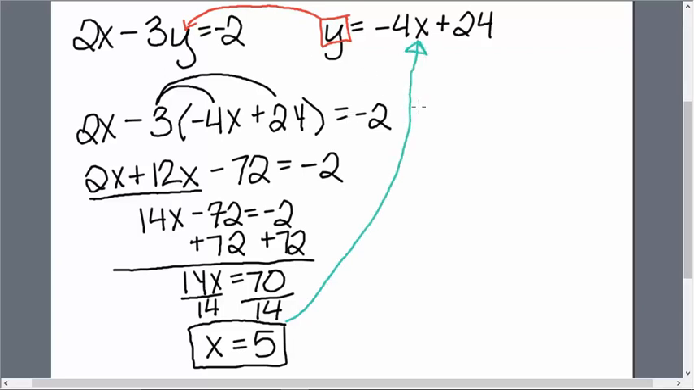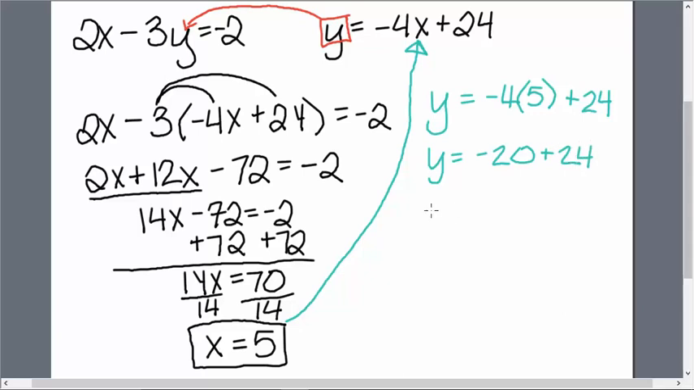So this says y equals negative 4x. But I know what x is now. I know that x is 5. So I'm going to put a 5 in the parentheses instead of x, plus 24. So I get that y equals negative 20 plus 24, or in other words, that y equals 4.